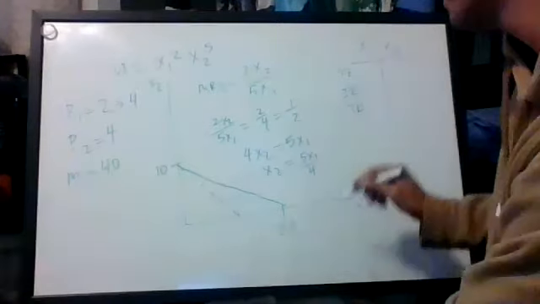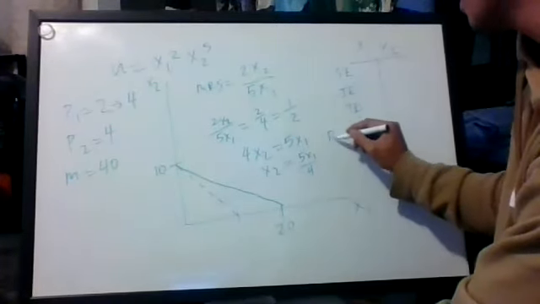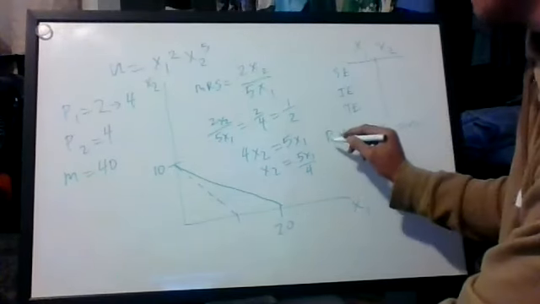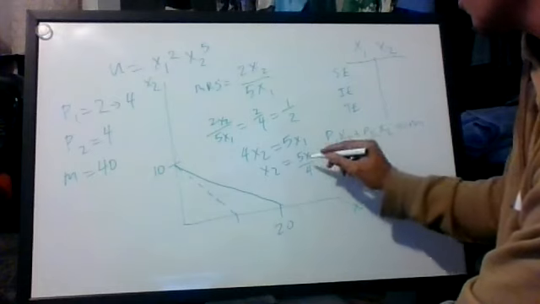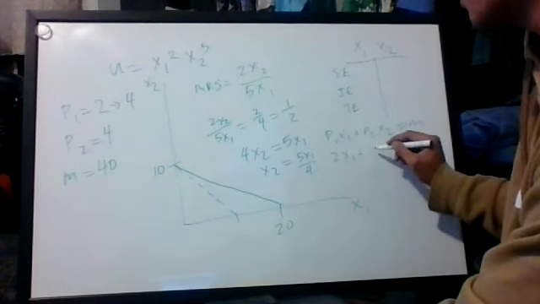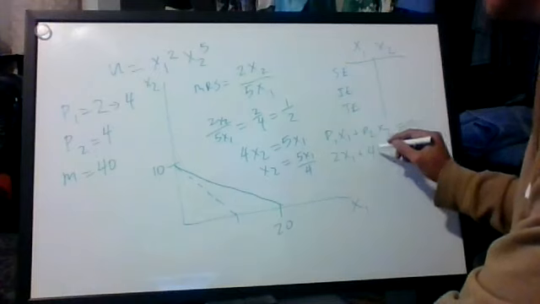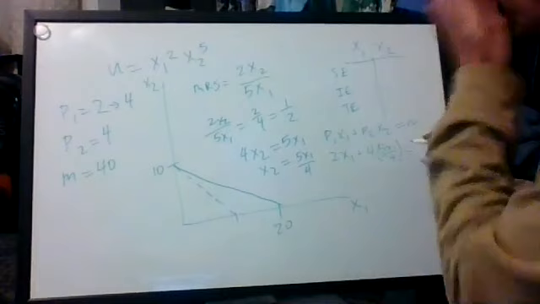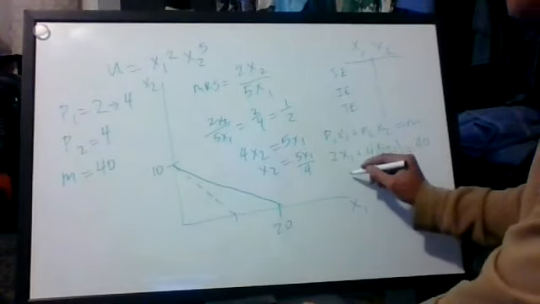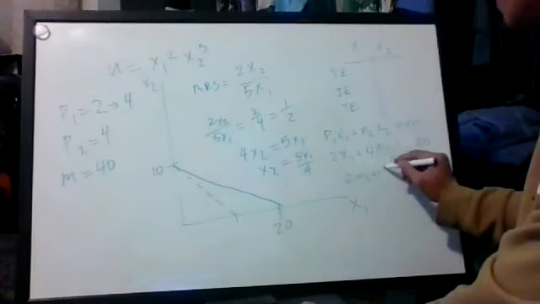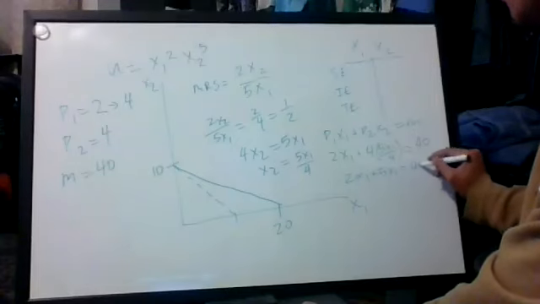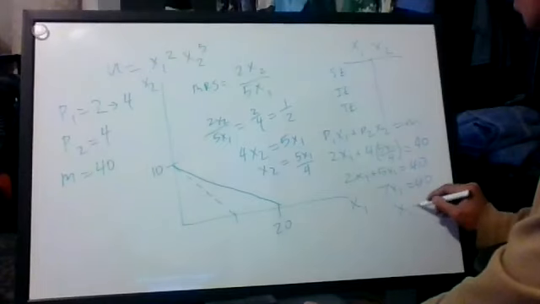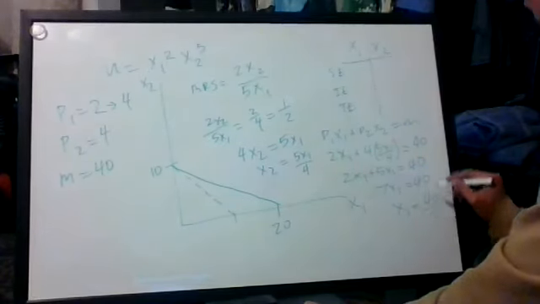So P1 x1 plus P2 x2 is equal to M, right? P1 is 2, x1 is just x1, plus 4, which is P2, and this is 5x1 over 4, going to be equal to 40, right? Which means that 2x1 plus 5x1 is equal to 40, which means that 7x1 is equal to 40. So that x1 is equal to 40 over 7, right?